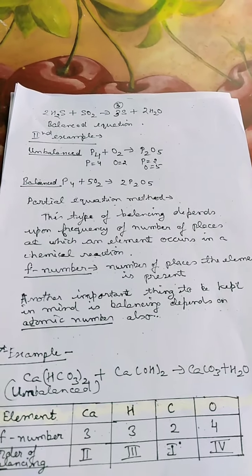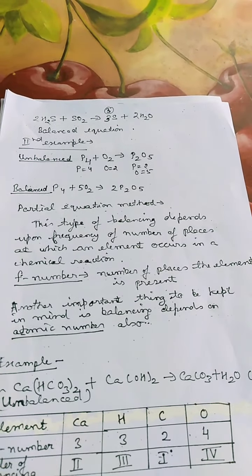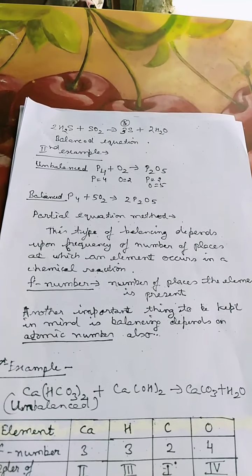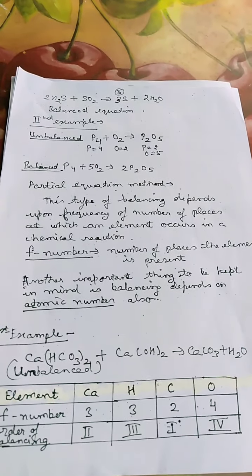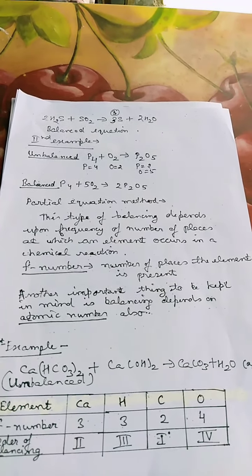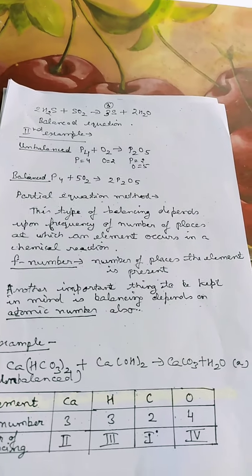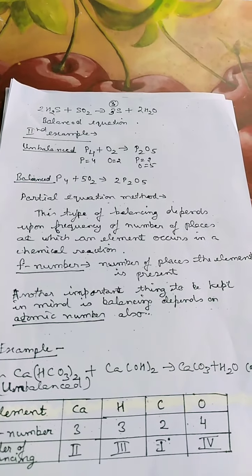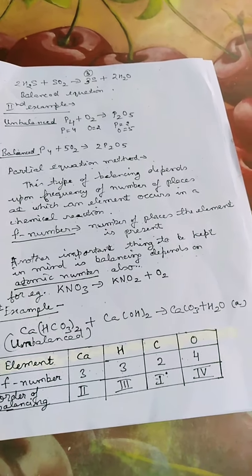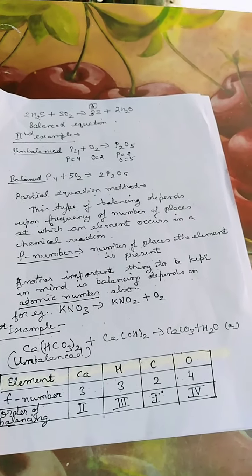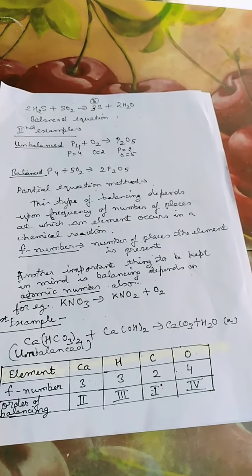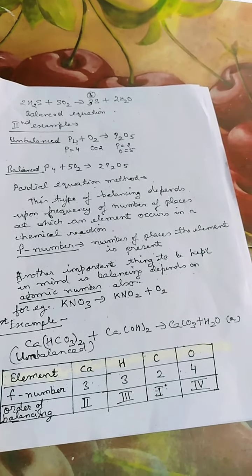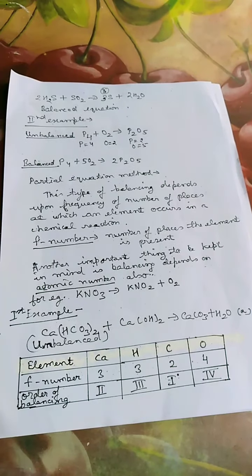If an atom of an element is present at one place on the reactant side and one place towards the product side, then the frequency of that element in the whole equation is 2. Means at 2 places it is present. Thus nitrogen at 2 places and oxygen at 3 places. We are having the example of KNO3 yielding KNO2 and O2 as products. We are having potassium at 2 places, nitrogen at 2 places and oxygen at 3 places.